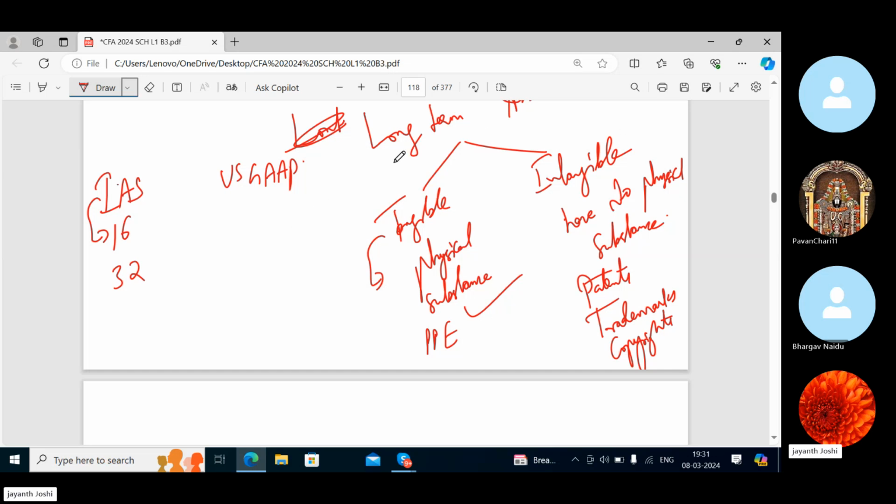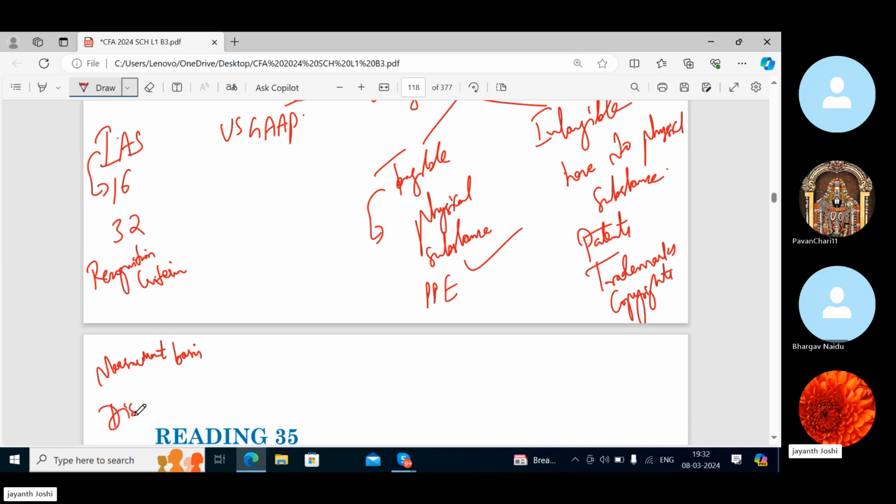Coming to what these standards guide you on: they guide you on how to recognize something as an asset. So recognition criteria, measurement basis, and disclosure requirements. These are the three things every standard deals with.